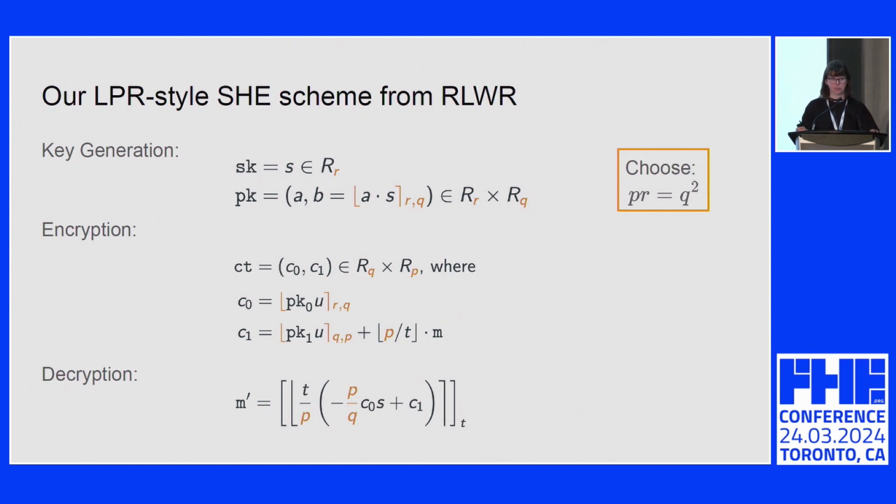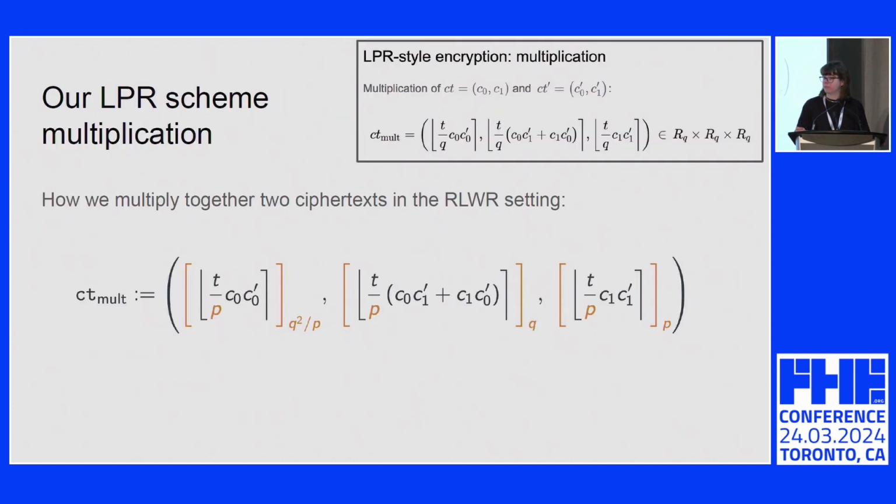And in the decryption process, we need to be a little bit careful just to make sure that we are scaling everything to the right place so that we end up where we want to be. The other thing you'll notice is on the right side, we have to choose that PR equals Q squared. This is a parameter constraint for the security proof. But it kind of makes sense, since if we take powers of 2, then this seems to fall out. And it's also reasonable in terms of performance.